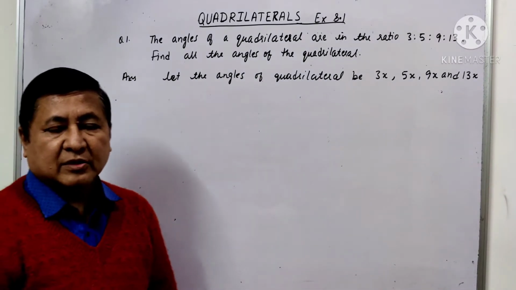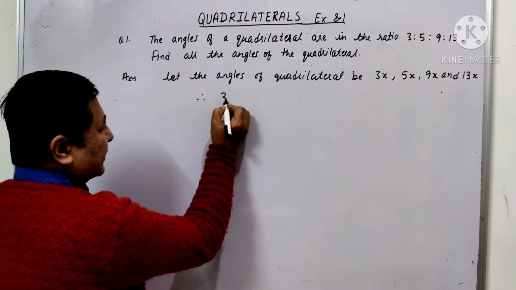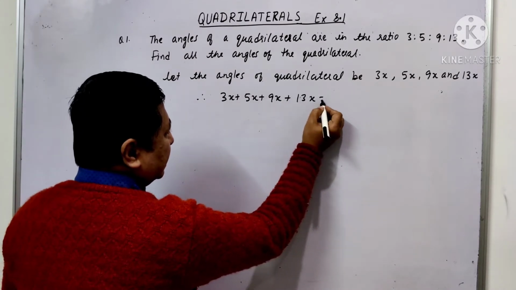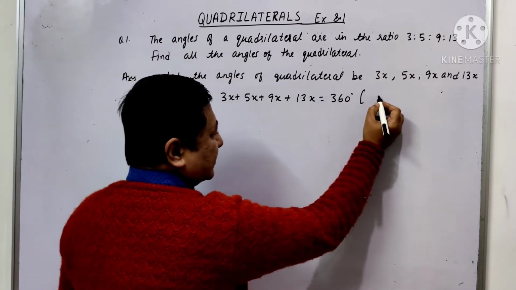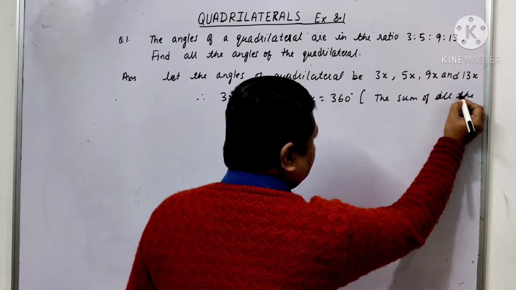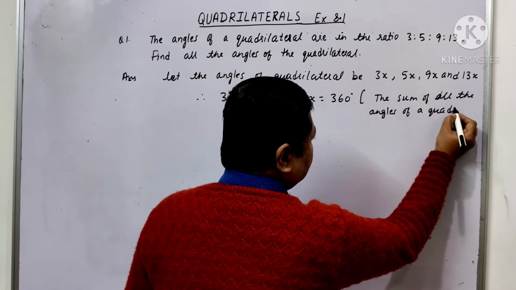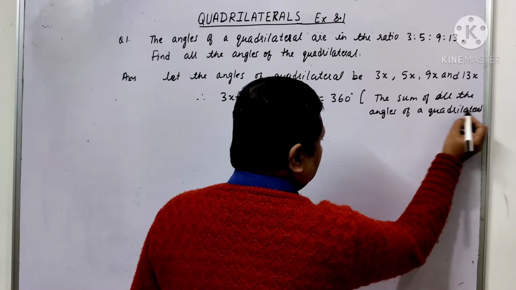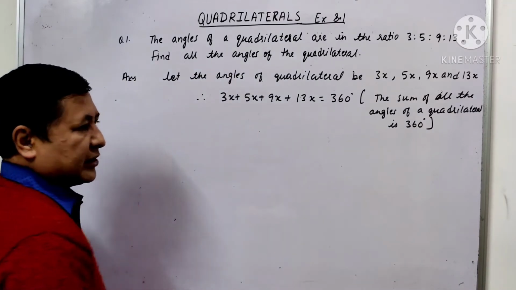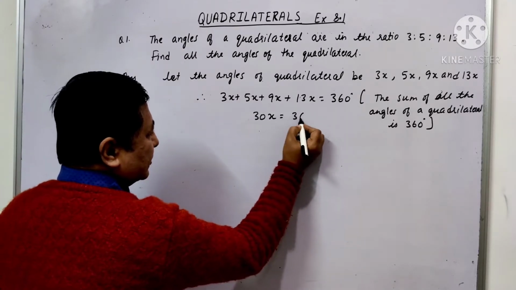And as we know that the sum of all the angles of a quadrilateral is equal to 360 degrees. Therefore, 3x plus 5x plus 9x plus 13x is equal to 360. And the reason is the sum of all the angles of a quadrilateral is 360 degrees. Now 3 plus 5 is 8, 8 plus 9 is 17, 17 plus 13 is 30. So 30x is equal to 360 degrees.